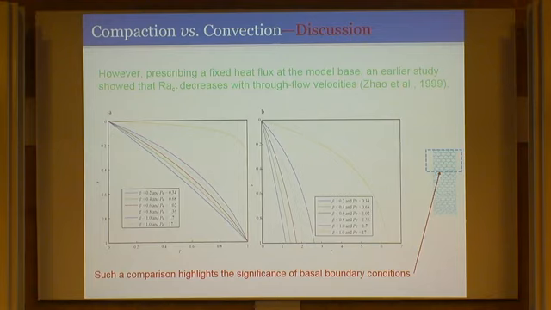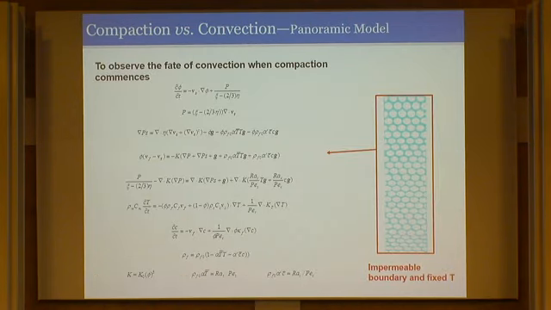But this comparison only illustrates the importance of the thermal boundary in the simplified system, which is hard to prescribe. Whether it is isothermal or fixed heat flux is not certain. It's a dynamically changing lower boundary condition, so it's hard to prescribe an accurate one. That's why we conduct the whole panoramic simulation for this compacting system.